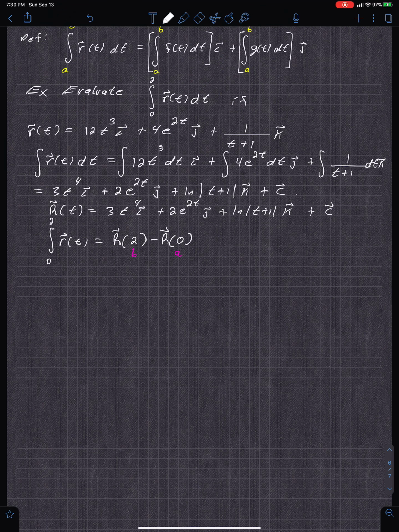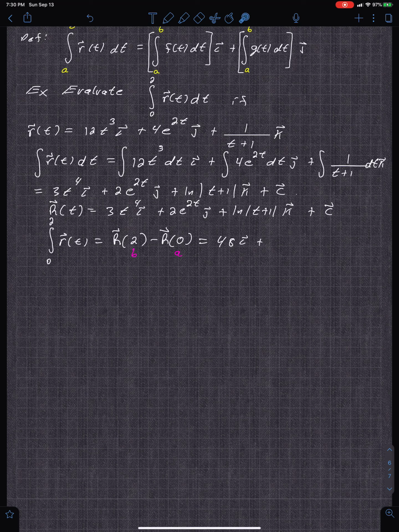So you want to evaluate that. Substitute in 2, and then 0. That'll be 0, that'll be 2, and what will that be? That'll be 0. Natural log of 1 is 0. So you get 48i.